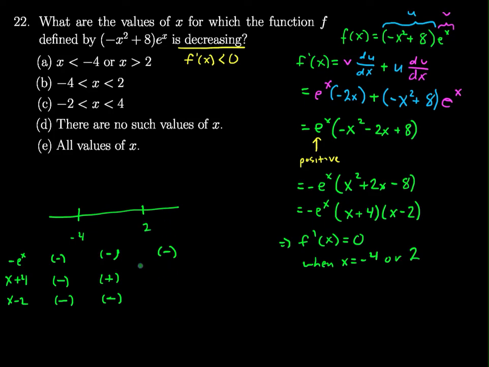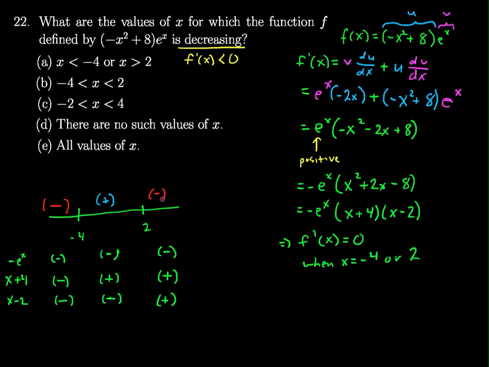And to the right over here, let's just say 3. I can see that 3 plus 4 is positive 7, so that's going to be a positive value. 3 minus 2 is positive 1, that's still positive. And so, to the left of negative 4, a negative times a negative times a negative will be a negative number. But between negative 4 and 2, a negative times a positive times a negative is going to be a positive number. And to the right of positive 2, a negative times a positive times a positive will be a negative number.